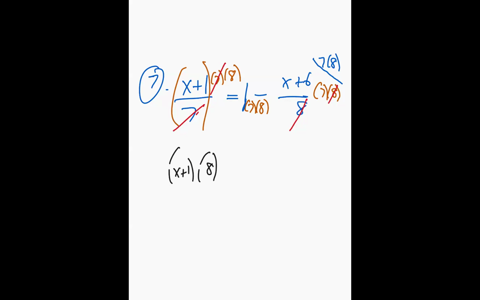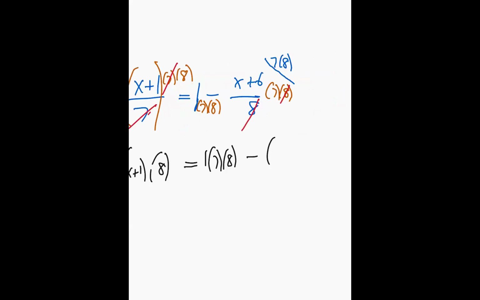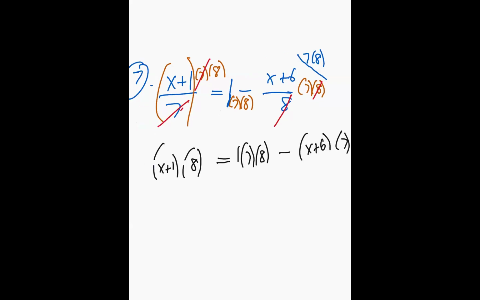And then minus, and now here's where it gets tricky because this whole fraction is a group. But if you cancel out the bottom of it, that makes it no longer look like a group, but it actually is still a group. So you have to put parentheses around it because it's still a group, even though it looks like it's not a group anymore. So what you get left is x plus 1 times 8 equals 1 times 7 times 8 minus parentheses x plus 6 times 7.